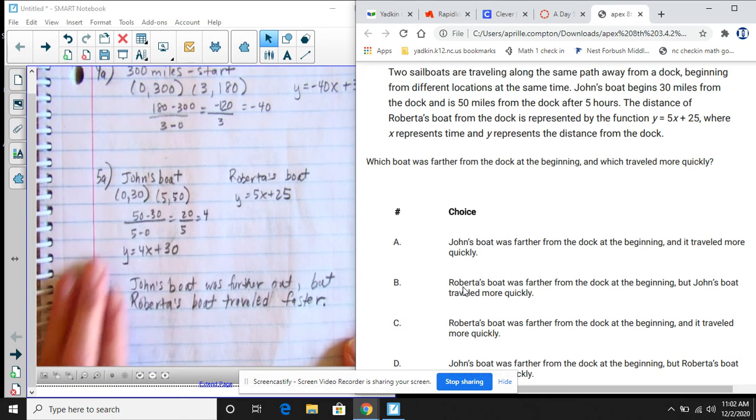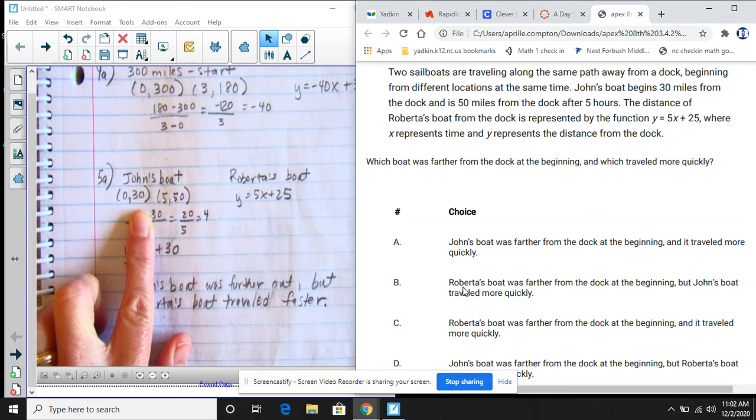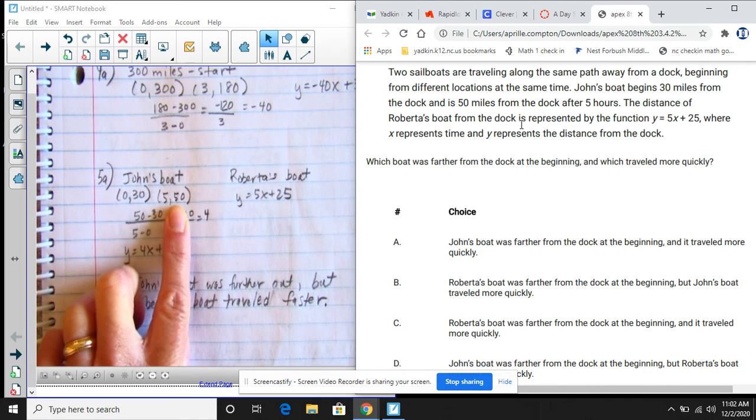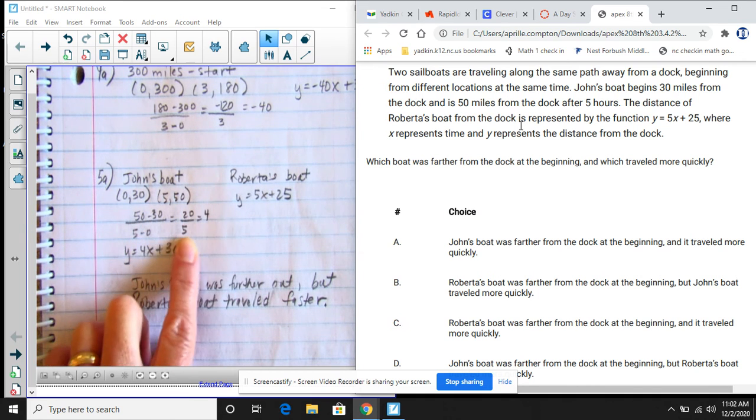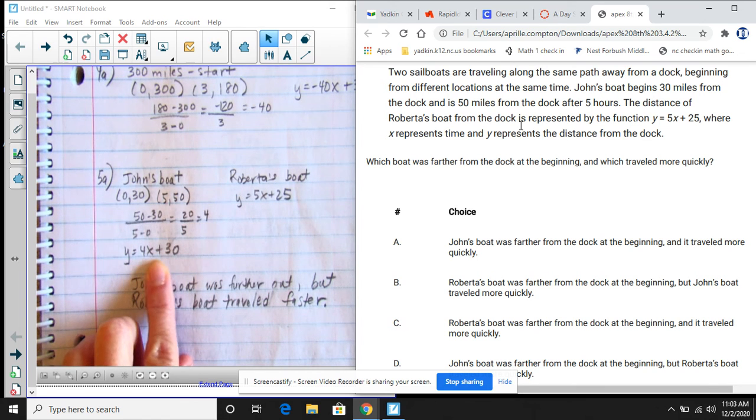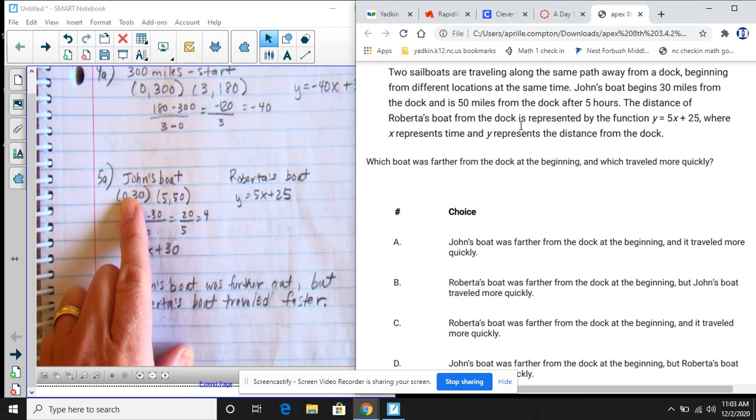So we have John's boat. He's 30 miles out. Remember, that's our y-intercept, so that's (0, 30). It says after 5 hours, he's 50 miles out. That's another point we can use to find the slope. Put those 2 points in the slope formula, you find out the slope is 4. Then you can write your equation, y is equal to 4x plus 30, because 30 is your y-intercept.